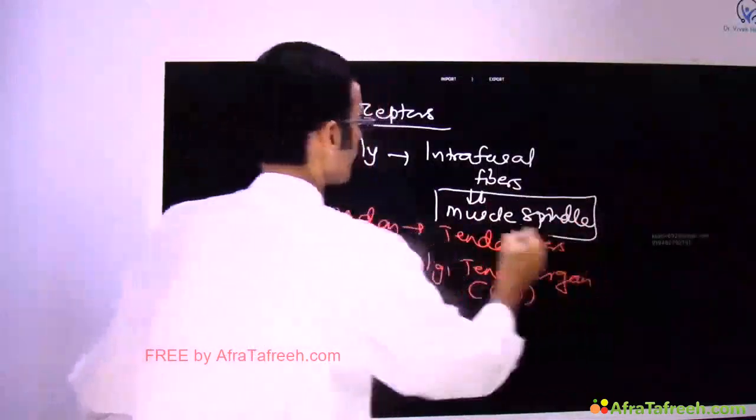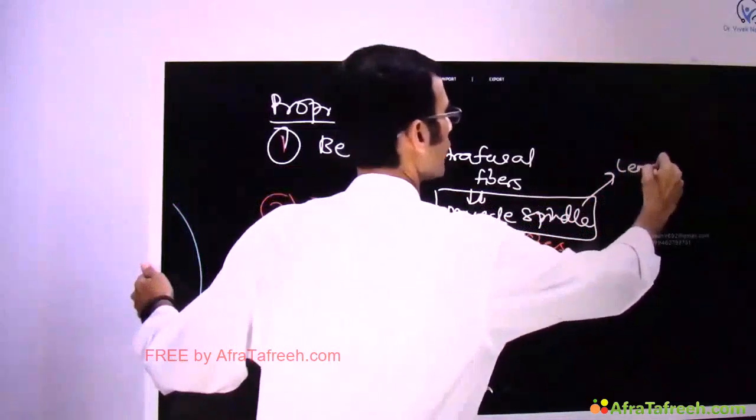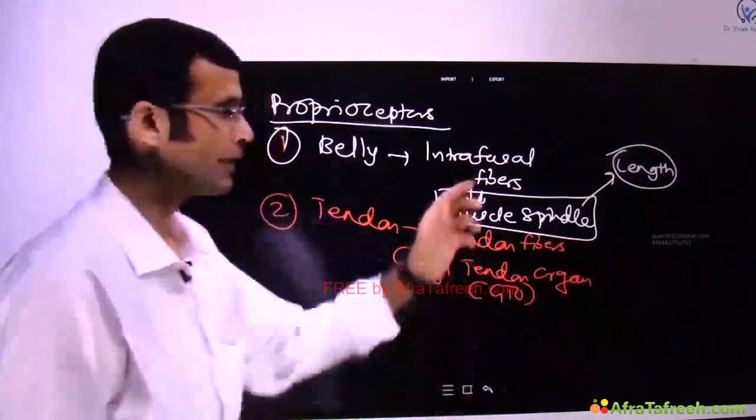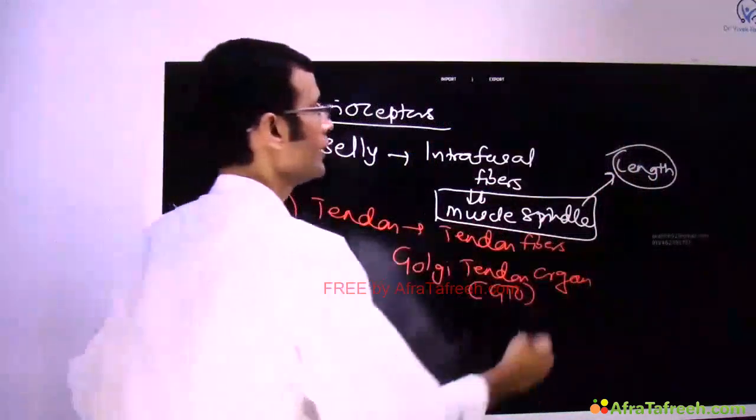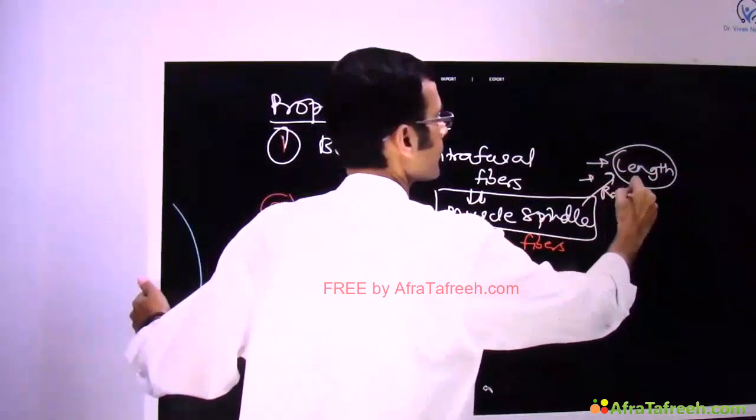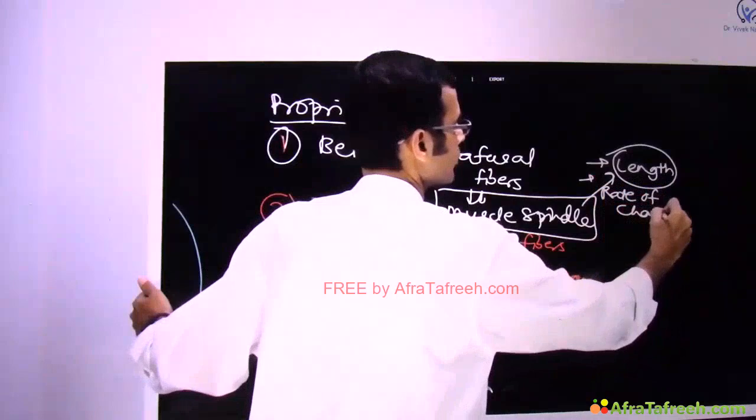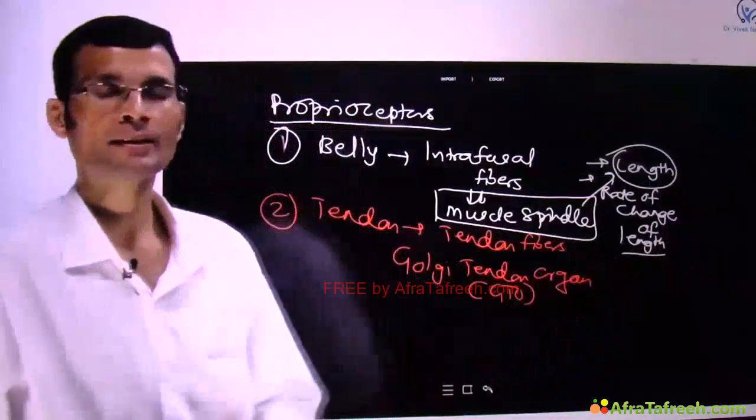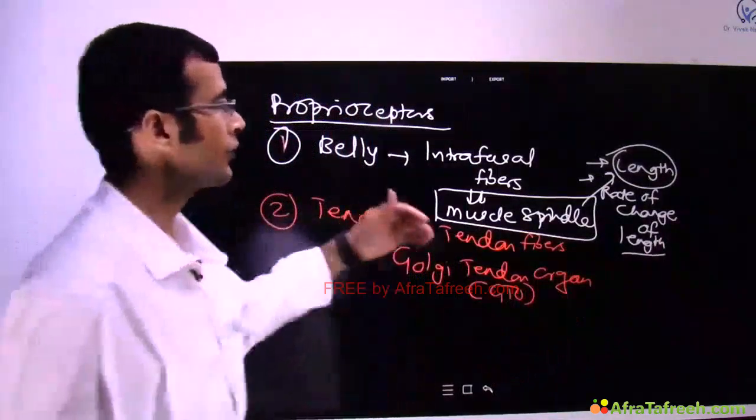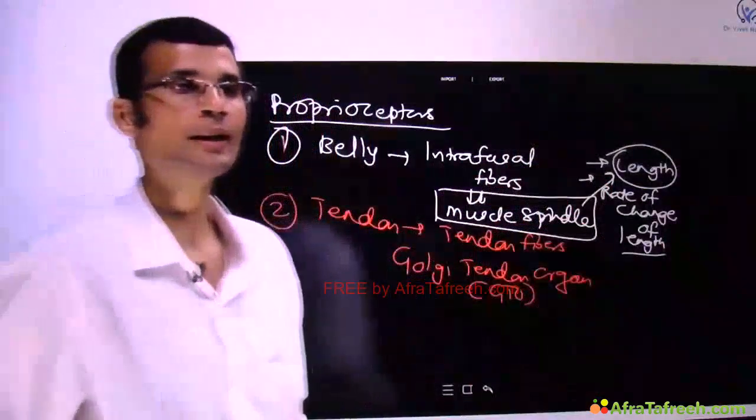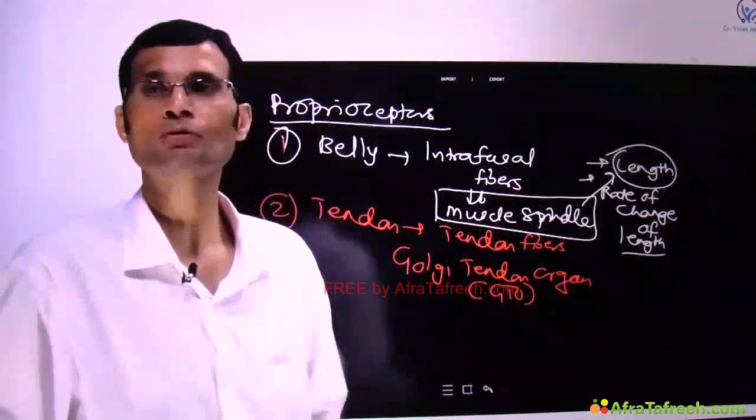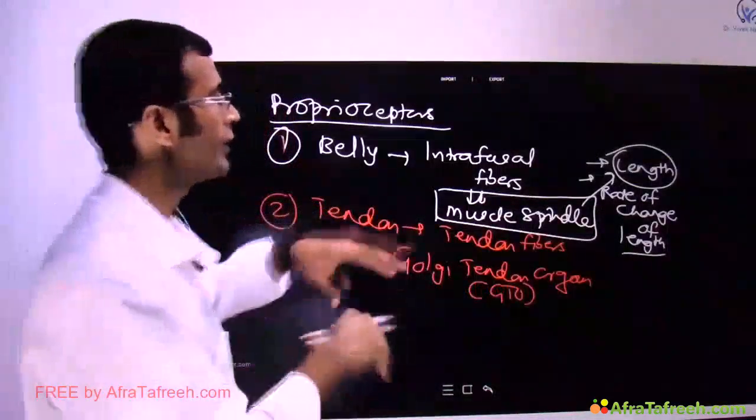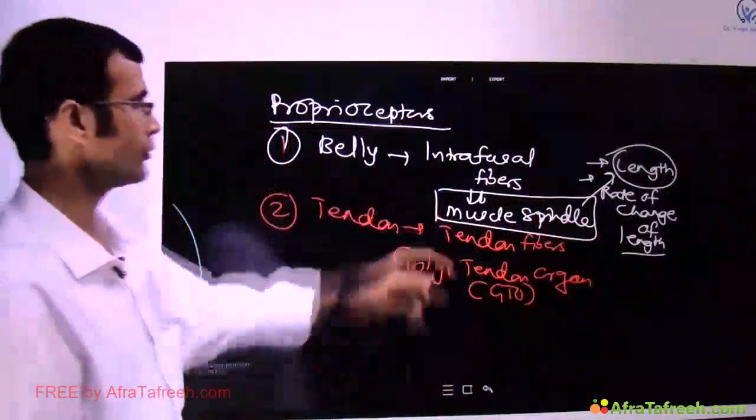Muscle spindle detects the length of the muscle. One dimension of the contraction is shortening, change of length. So the length of the muscle and the rate of change of length of the muscle. Length of the muscle when the muscle is stationary, and rate of change of length when the muscle is making a continuous contraction, a continuous voluntary movement, the length is changing continuously. How fast it is changing is called the rate of change of length of the muscle. That's also detected by the muscle spindle.